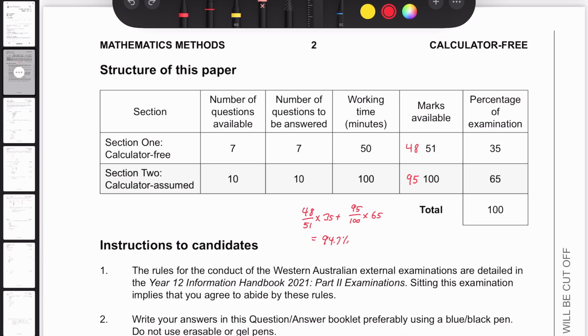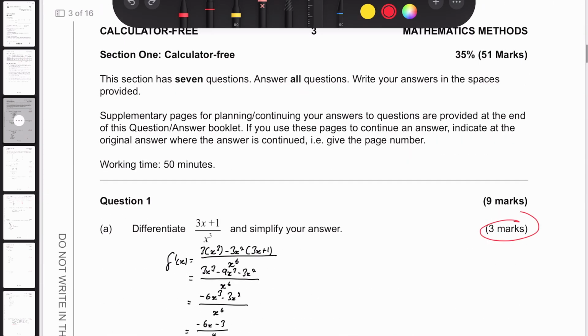are they silly marks to lose. So 3 of those 5 marks I lost just because I didn't do what the question asked me to do. And if I did them, let's see what I get. I would have got 96.6%. God damn it. Alright, well, here's what it is.